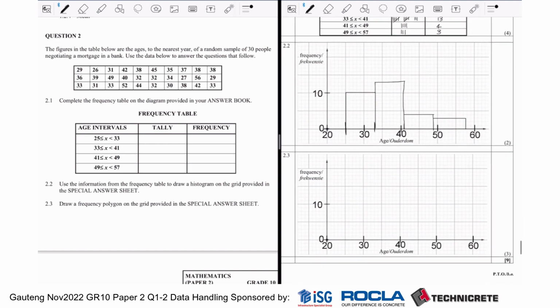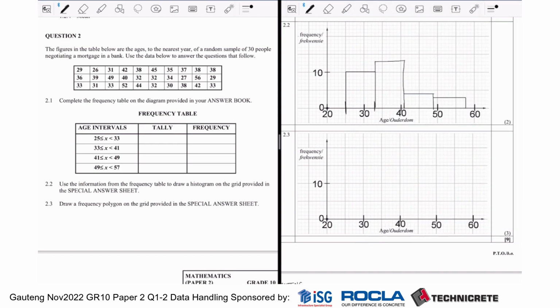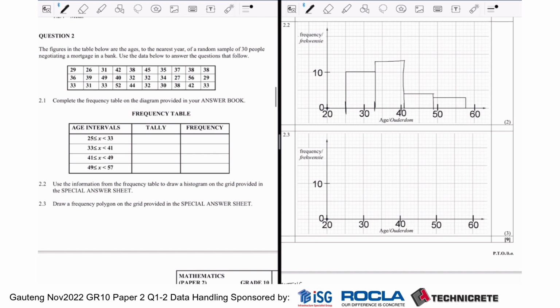And then for 2.3, I'm asked to draw a frequency polygon. Then for my x values, I'm going to use the halfway points in between the age intervals, and my y values are going to remain the same as the frequencies. So the frequencies are still going to be exactly as they appear in the table, but the x values are going to be the halfway points of all of the classes. For the first one, the lower boundary was 25 and the upper boundary was 33. If I add those together, it's 58, and I divide by 2. So the halfway in between is 29.